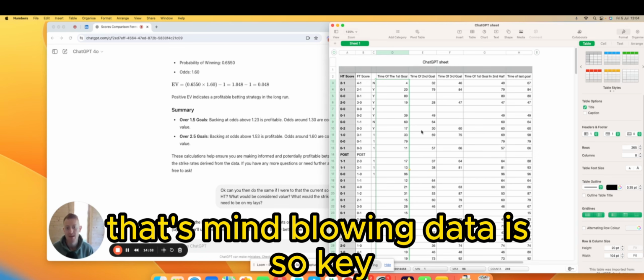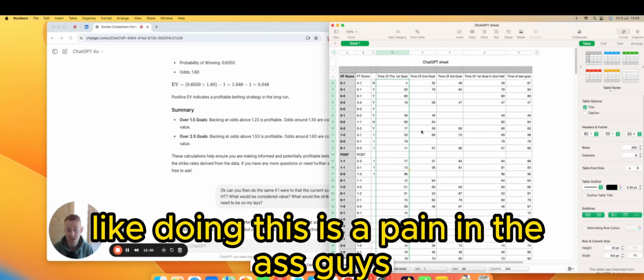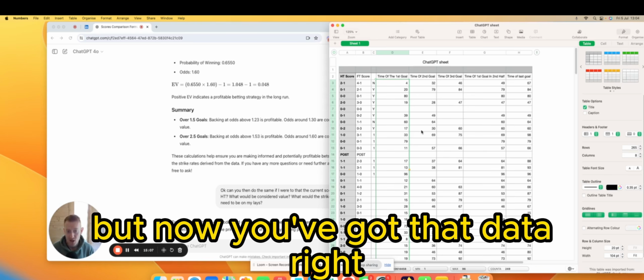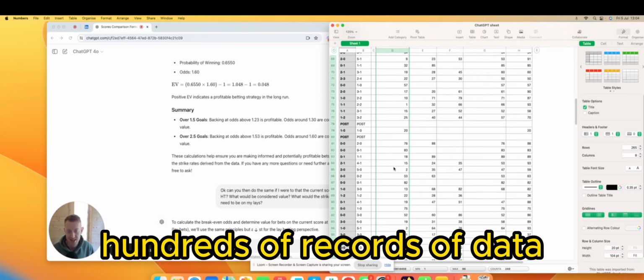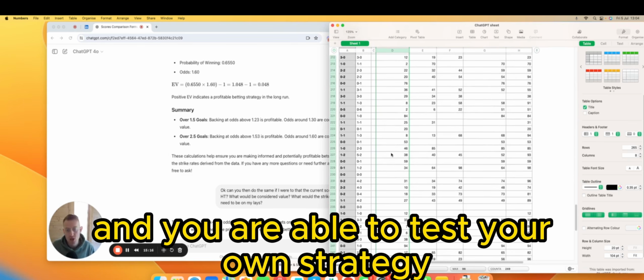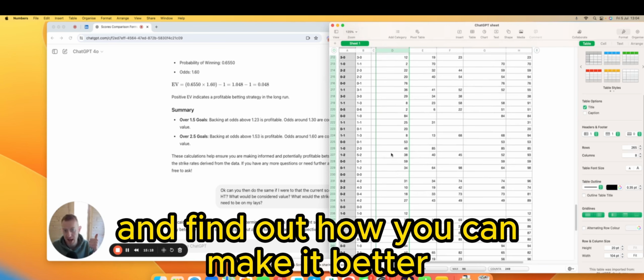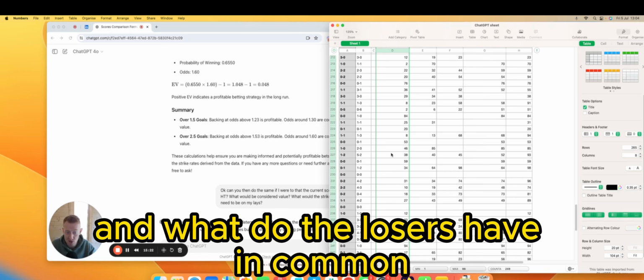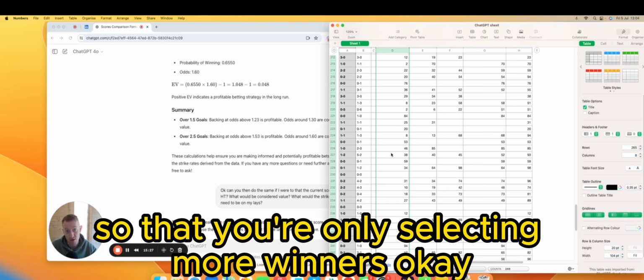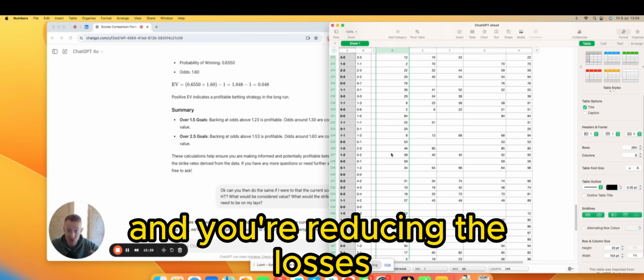Data is so key. And I know data collection, like doing this, is a pain in the arse, guys. I really do know that, okay? But now you've got that data, right? Hundreds of records of data. Then you're able to put it into Chat GPT and you are able to test your own strategy and find out how you can make it better. You can ask it things like, what do the winners and what do the losers have in common, which then refines your selection process so that you're only selecting more winners, okay, and you're reducing the losses.